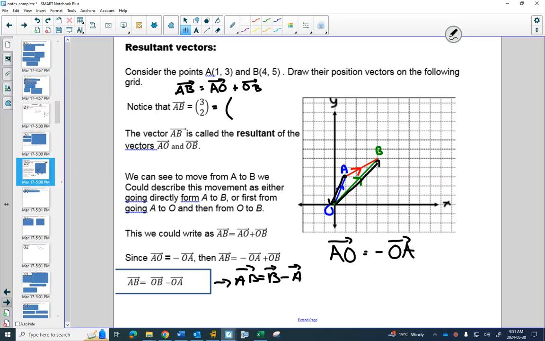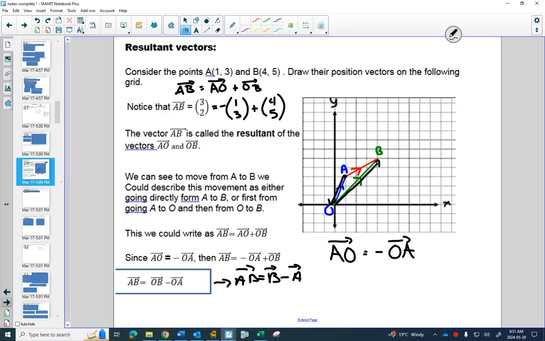A to the origin, well, the vector A is 1, 3. That's my position vector. That's OA. So AO would be negative 1, negative 3, because it's the same vector in the opposite direction. And then OB was 4, 5. You see the math? Negative 1 plus 4 equals the 3. The negative 3 plus the 5 equals the 2. So if I give you any 2 points and say, how would I go from one to the other, you can use this mathematics to figure it out.